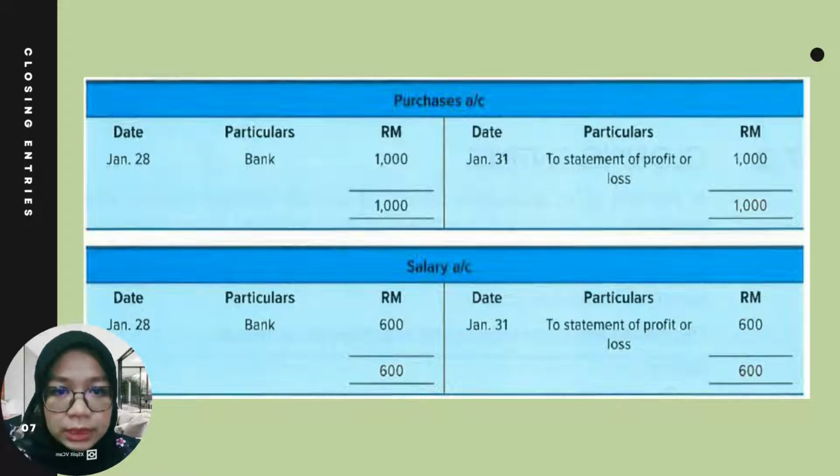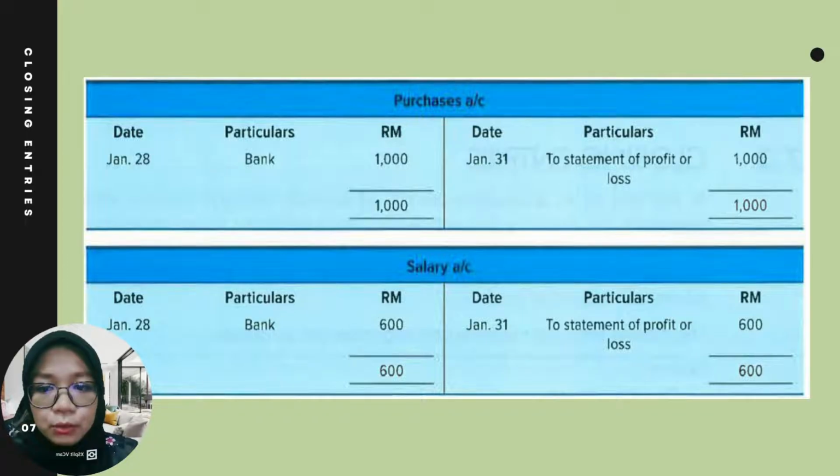For example, in this slide we have the purchase account and the salary expenses account. The purchase account is considered part of cost of goods sold, so it should be treated under the expense accounts. For example, on January 28, the business made a purchase by cheque of 1,000, and then it should be closed and transferred to the statement of profit or loss at the end of the year.